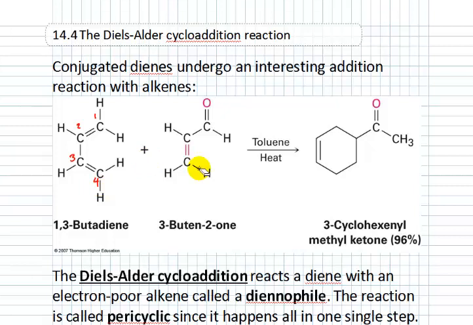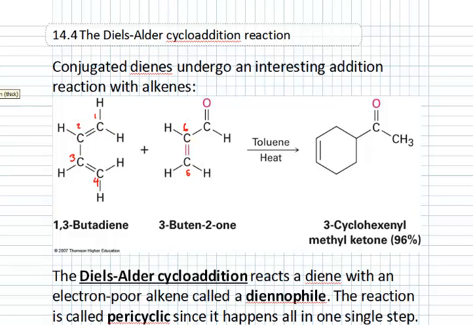That reacts with an alkene that has some other functionality attached to it. In this case, it's an aldehyde, but I'm just going to number the two carbons in the alkene 5 and 6. In most cases, it doesn't matter which one we number, but I'm just continuing the numbering from the diene to the double bonds in this alkene right here.